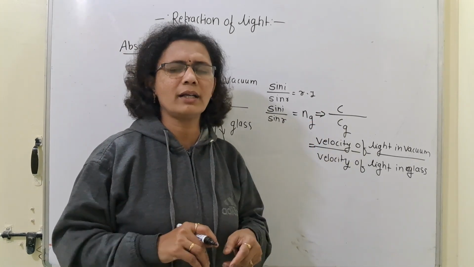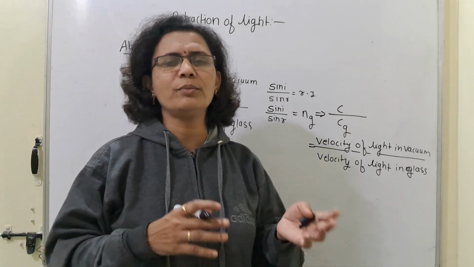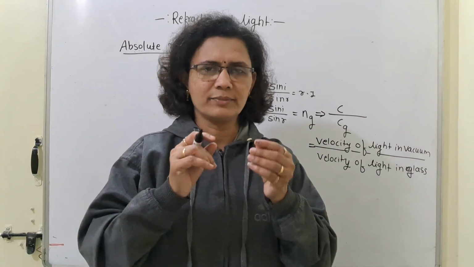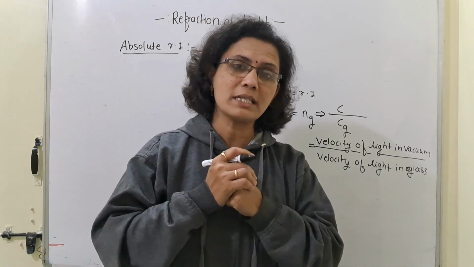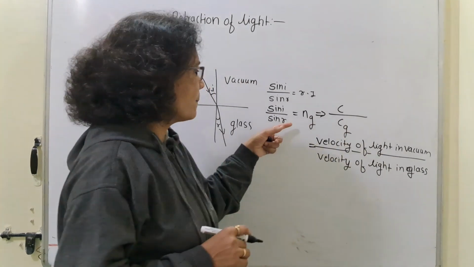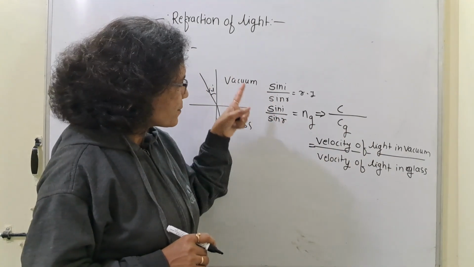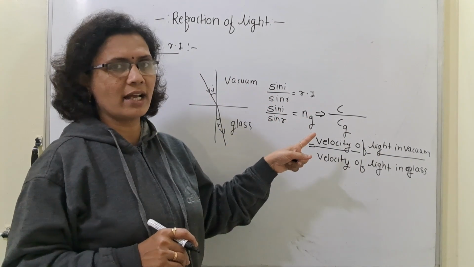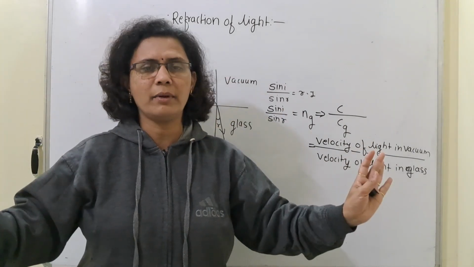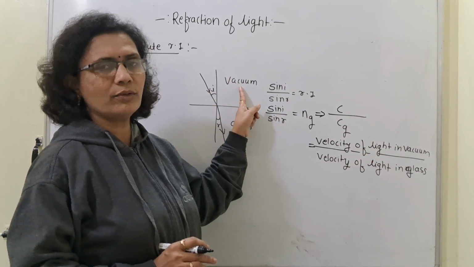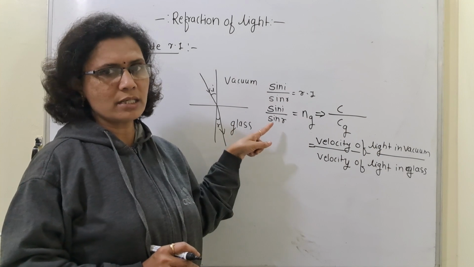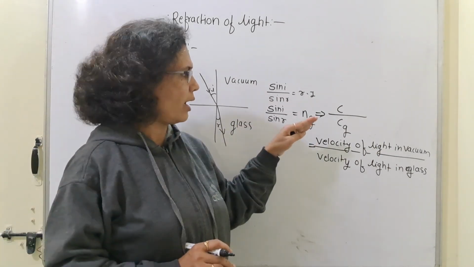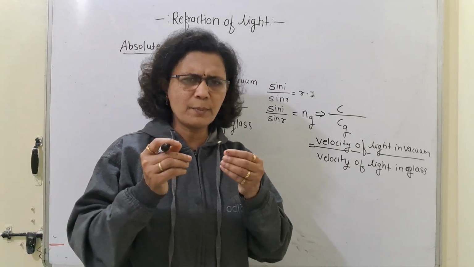But generally we take the velocity of light in vacuum and air as 3 into 10 raised to 8 meter per second. But here the absolute refractive index will be taken as the refractive index of any medium with respect to vacuum. You understood this? Depending upon this only you have to solve numericals, very simple numericals.